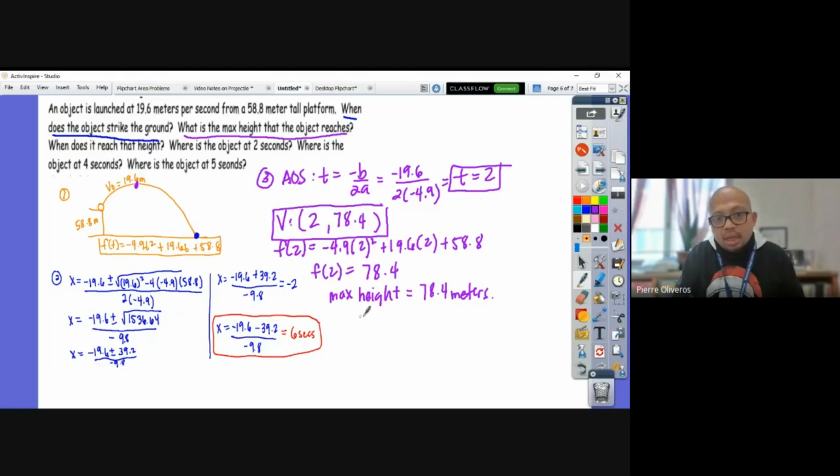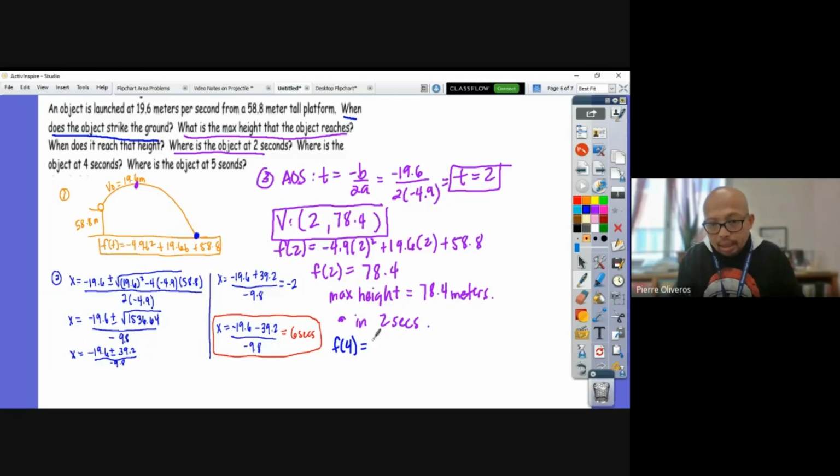When does it reach that height? In 2 seconds. Where is the object at 2 seconds? In 2 seconds, it's already at 78.4, which happens to be the vertex. So that's the answer to this. Where is the object at 4 seconds? Basically, you're going to plug in f(4) to the equation because we're looking for the height of the object in 4 seconds.